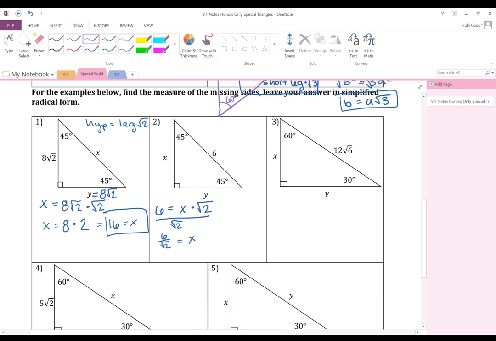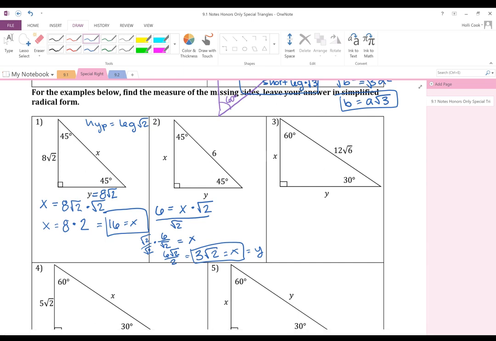Now you have to be careful because we're going to have to rationalize this. Remember, you can't have square roots in the denominator. So we multiply by the square root of 2 over the square root of 2. Get 6 root 2 over 2. And 6 over 2 is 3. So 3 root 2 is equal to x. And that's also going to be equal to y, since they'll be the same, since we have that 45, 45, 90 triangle.